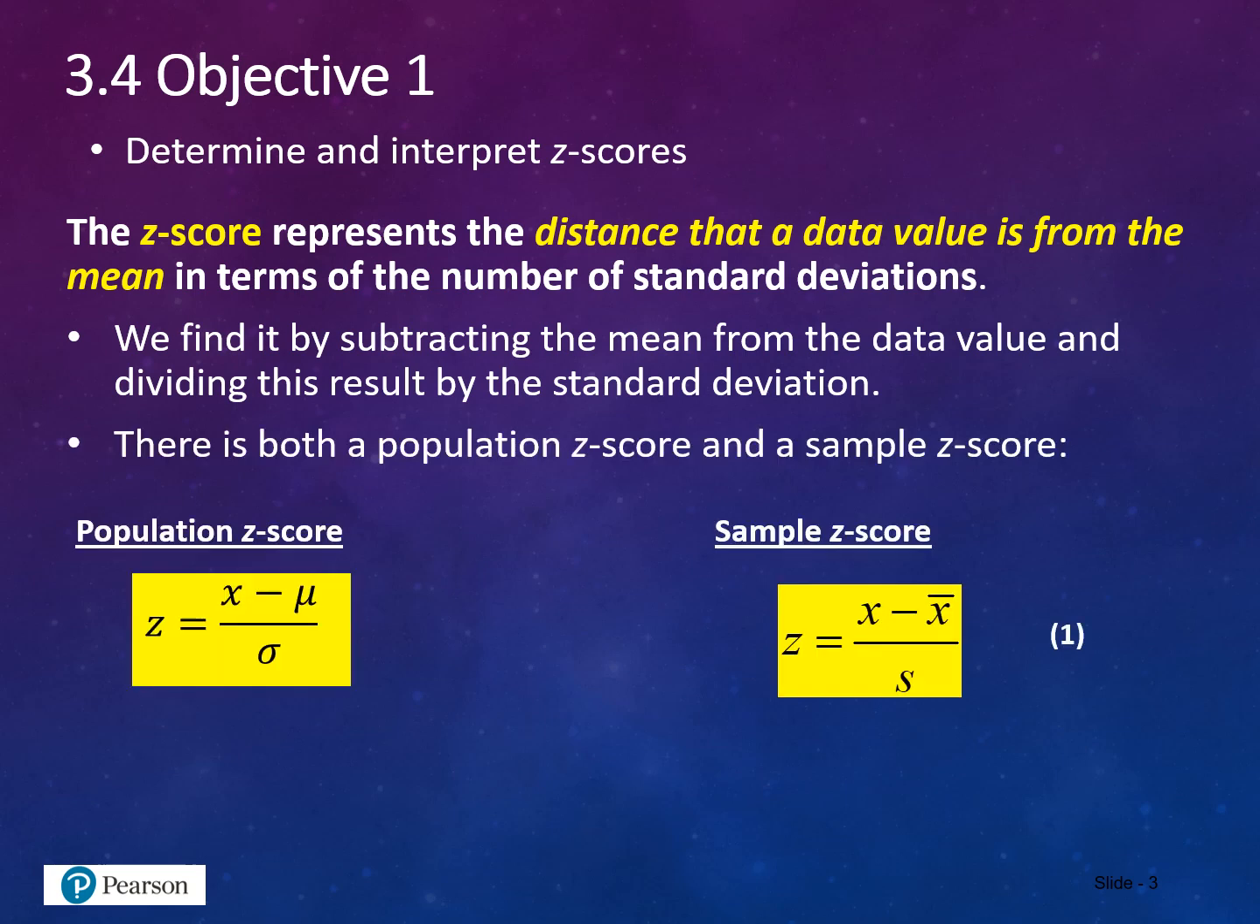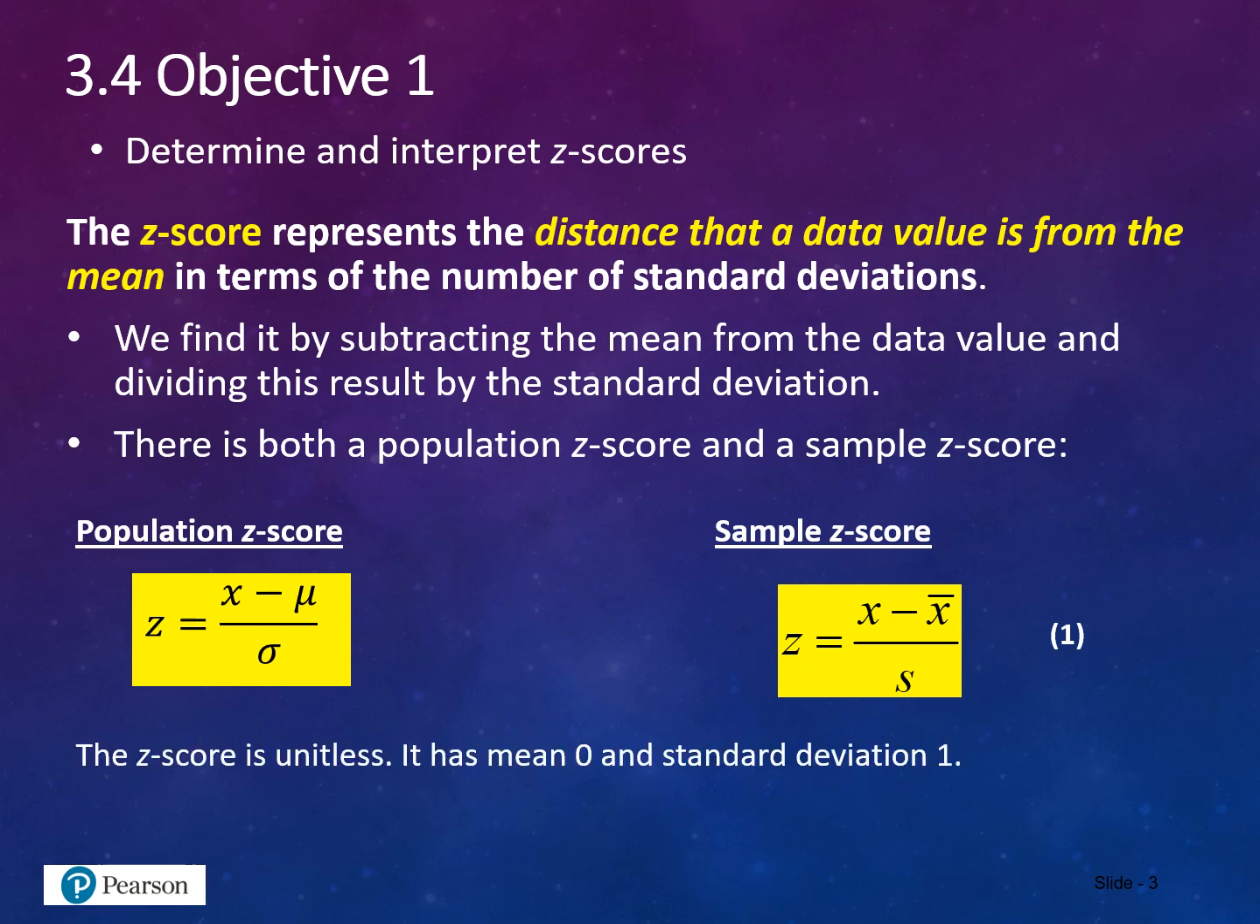Of course, as we've seen in other calculations, there's both a population z-score and a sample z-score, depending upon if we're looking at the entire population of a category. Then we have x minus mu over sigma, mu being the mean, and sigma being the standard deviation if we're looking at the entire population, or if we're looking at a subset of the population, and just taking a sample of that, then we have x minus x bar over s. Again, x bar being the mean of a sample and s being the standard deviation of a sample.